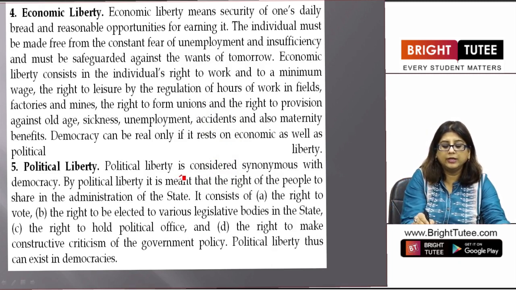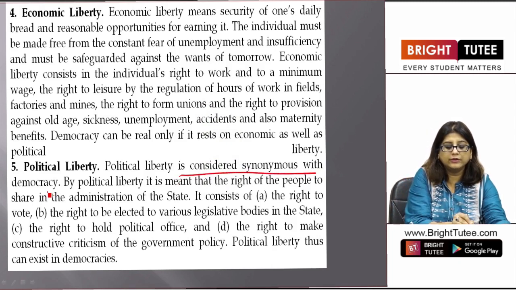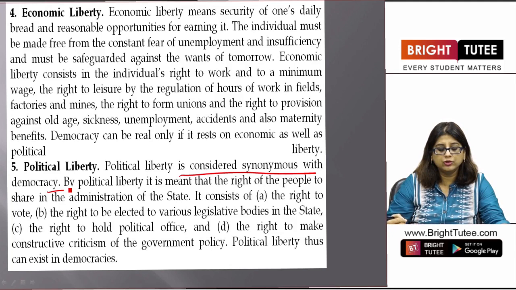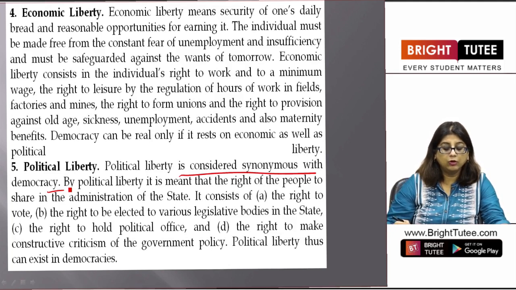And political liberty is considered synonymous with democracy, where the people have the right to vote. They can participate in the government administration, hold political office, and make constructive criticism of government policy. Political liberty thus can exist in democracies only.